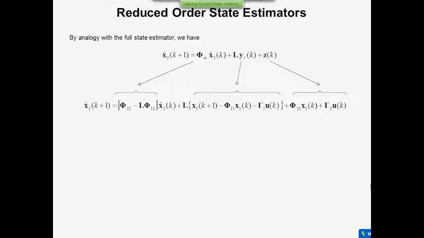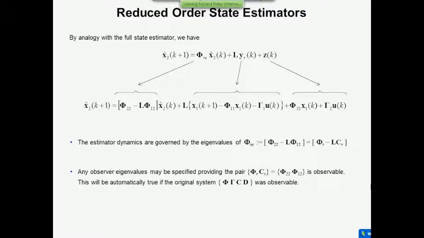Now, funnily enough, it's not quite the end. We have to form the estimated dynamics, which is now phi22 minus L phi12. So now you know those partitions because they're from the system matrix. You can design L to give you the estimator eigenvalues that you want. You specify them freely, and they'll be the same providing that your original system was observable.